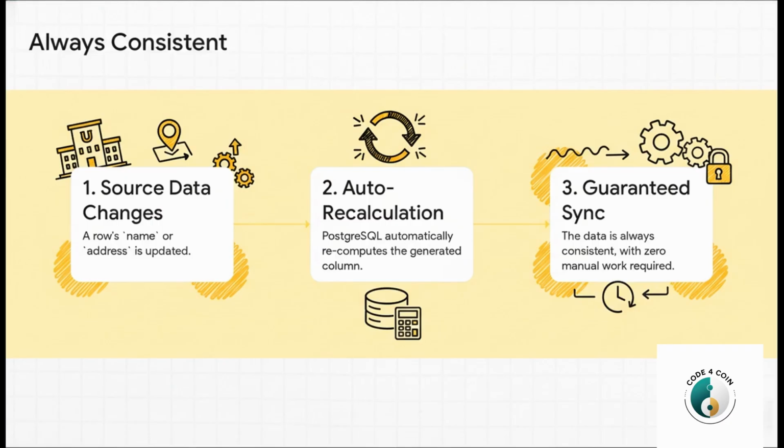But wait, it gets even cooler. This isn't just a one-time thing when you insert a row. If you go back later and update the address for this university, Postgres is smart enough to automatically rerun the formula and update the university_full_info column to match. This means your computed data is never stale or out of sync. It is literally self-maintaining data.